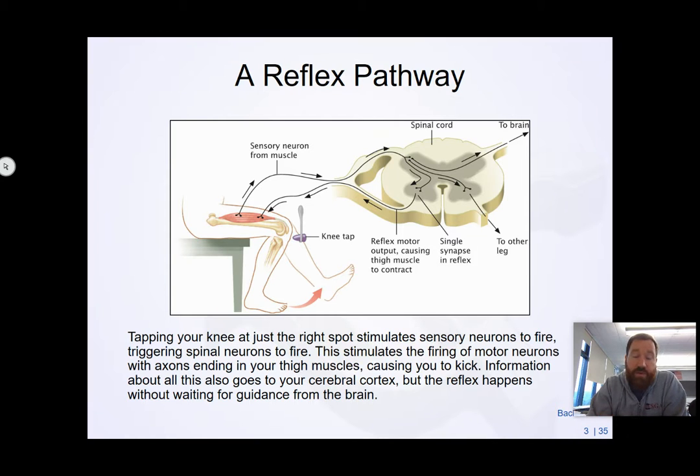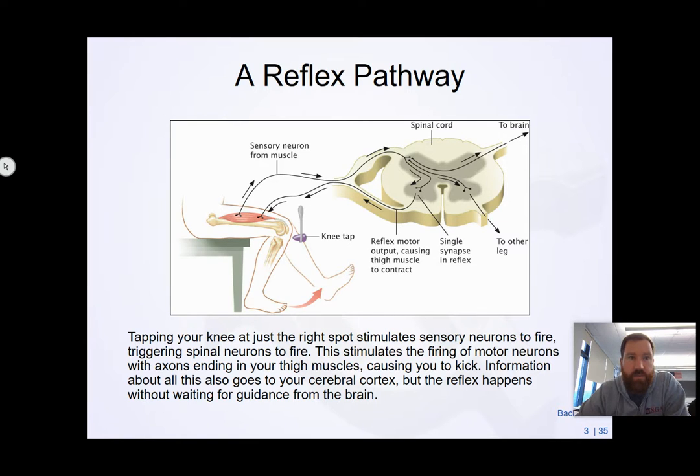And the kind of cool thing is if you have both of your legs dangling off the chair, your other leg will move a little bit too, because there's a neural connection to the other leg in the spinal cord. I'm highlighting it here because you'll notice that it says a single synapse in the reflex. So the reflex is one neuron communicating to another neuron. It's the fastest it could possibly be. And that's what causes the knee kick reflex.